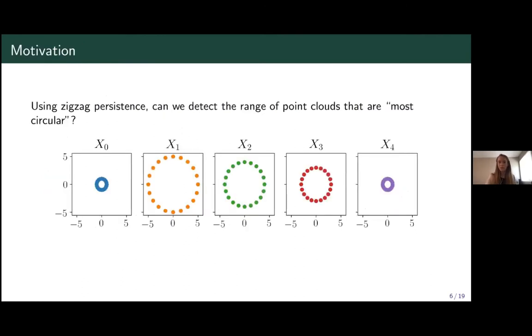So back to our motivation, can we use this zigzag persistence to track where the most circular regions are? So maybe these 3 points in the middle, can we isolate that that's where the most circular features are through this sequence?